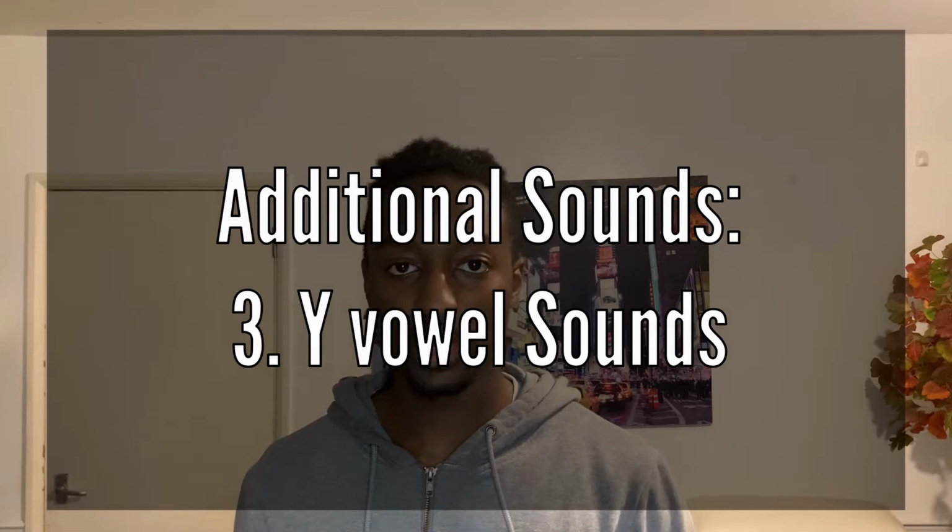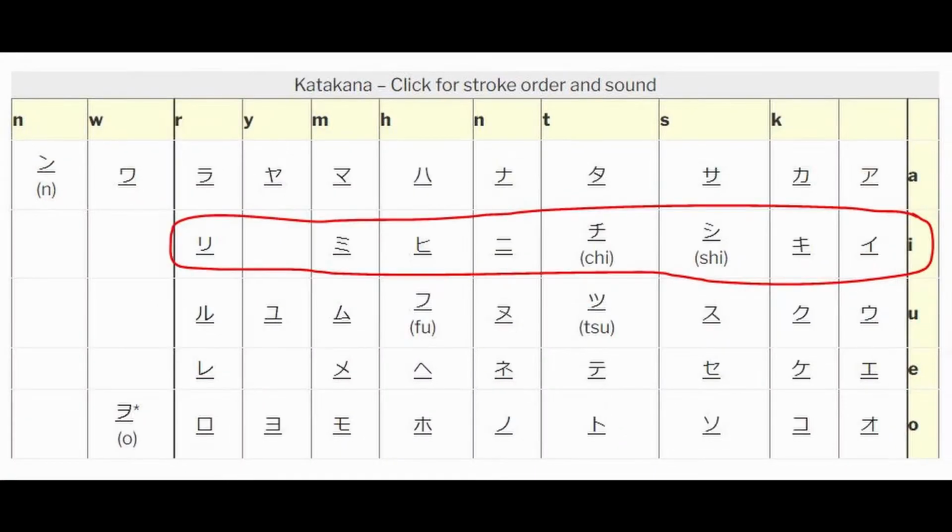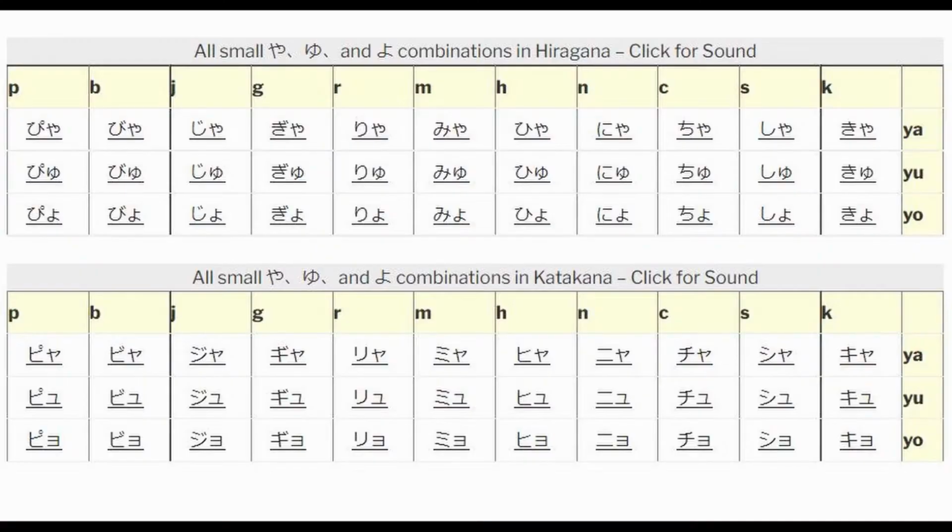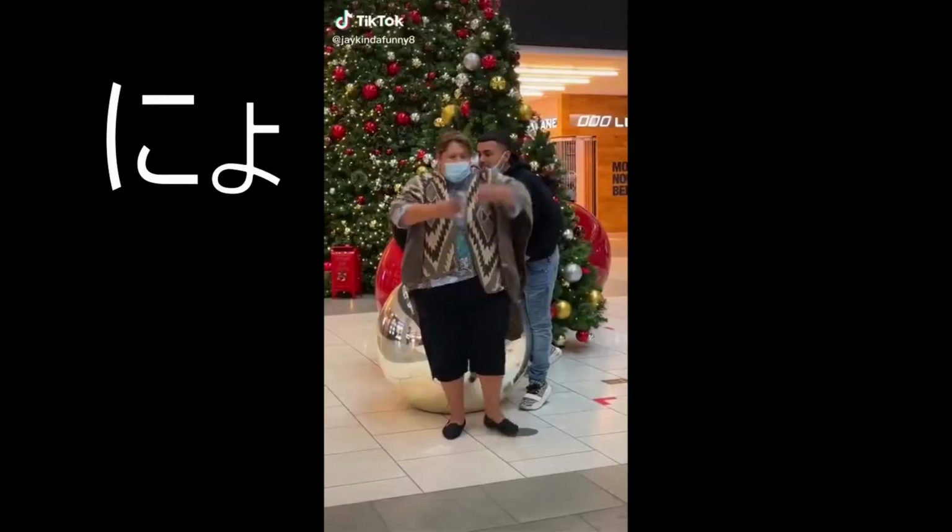The next additional sound that we have are the Y vowel sounds. These are sounds that are made by combining a consonant plus I Kana character with a ya, yu, or yo sound. These are written by adding a small sized ya, yu, or yo character next to the consonant plus I characters. So pya, hya, mya, myo, nya are all Y vowel sounds. There's obviously more, but then as I told you earlier, you're going to learn all of those through the Anki deck.